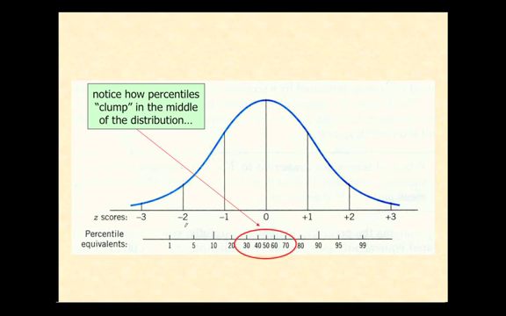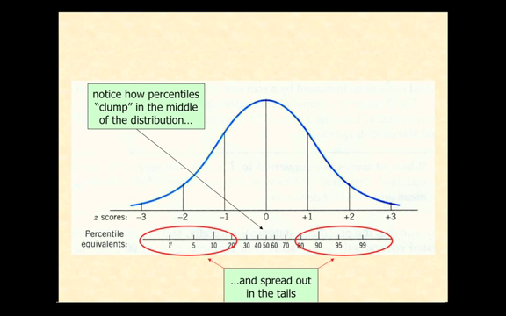Notice how the percentiles are clumped in the middle. We go all the way from the 30th percentile to the 70th percentile in this small range. And notice how they are really spread out in the tails. We only go from the 1st percentile to the 20th percentile in all this distance. Same up here.